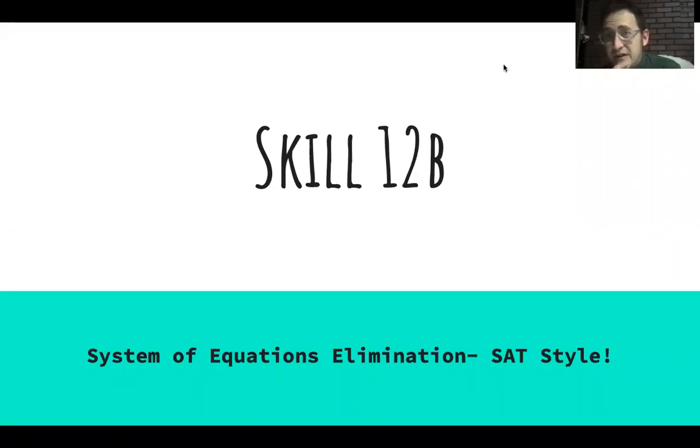Hello, ladies and gentlemen. We are going to be doing skill 12B today, which is solving systems of equations with elimination, SAT style. So we're going to look at some sample problems that you'll see on the SAT.